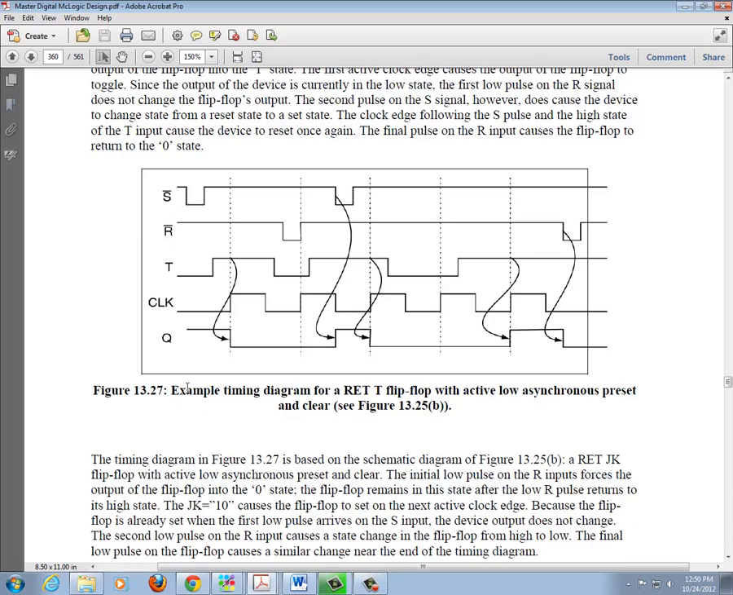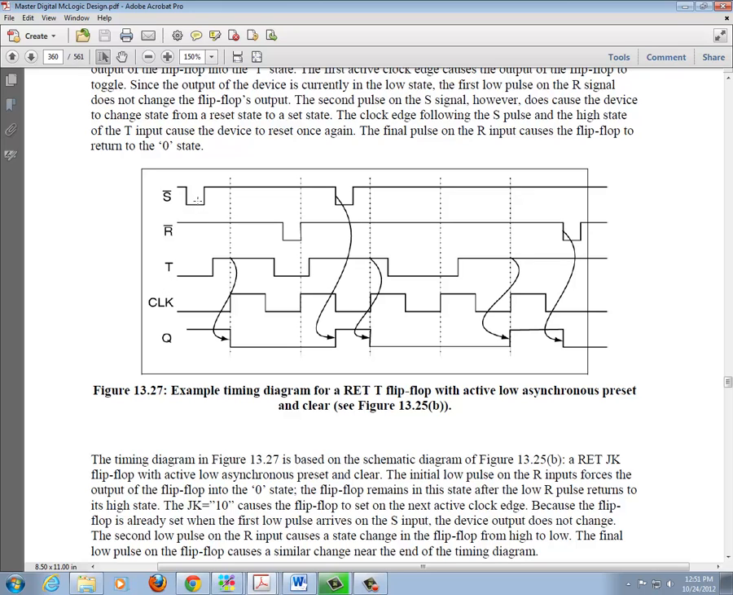Here we're going to do an example timing diagram for a rising edge triggered T flip-flop with active low, asynchronous preset and clear. Okay, so again we have active low, so anytime we see the S drop, we know we're going to set. Anytime we see the R drop, we know we're going to clear. Okay, and remember the T is going to toggle the Q if it's 1. Alright, so here we go.